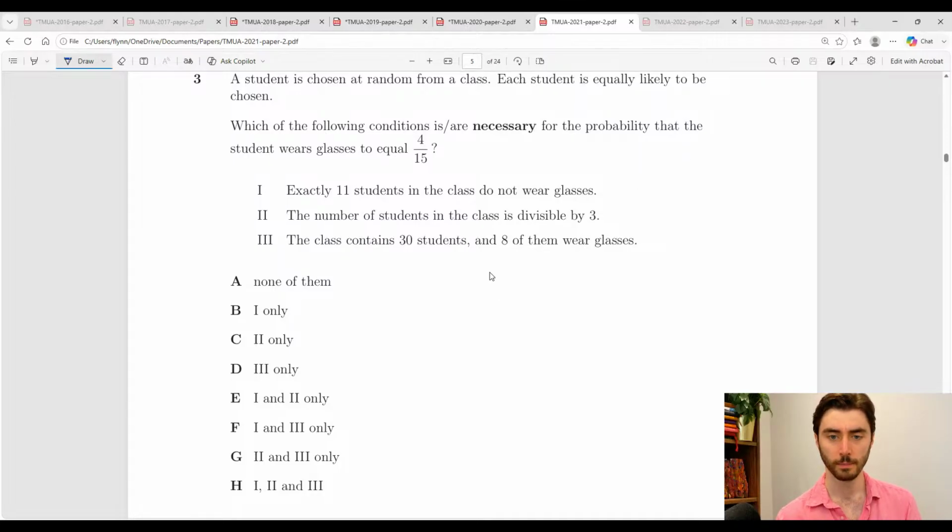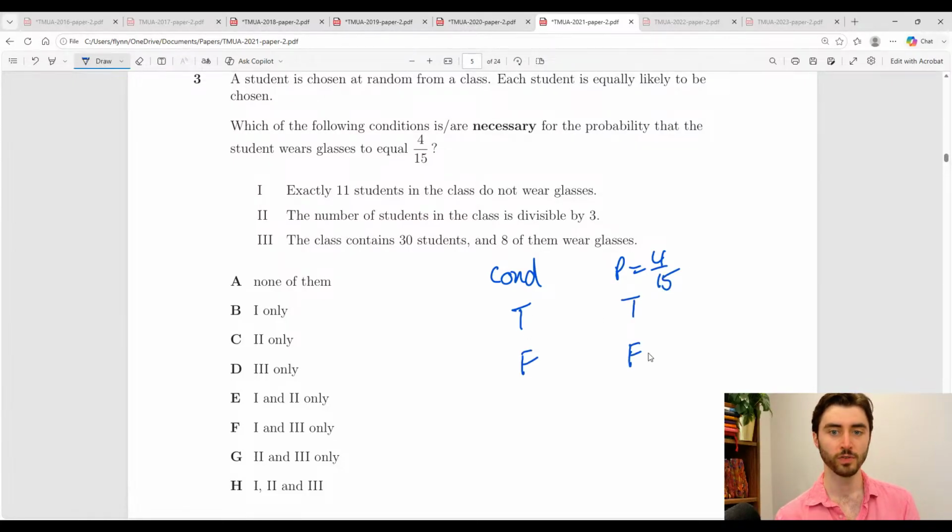So you have the condition, probability equals 4/15. That can be true, false. That can be true, false. We want it to be necessary. So we want the only way to arrive there to be through the condition. So we want this mapping. What does that mean the test is? The test is, can you get to the probability being 4/15 any other way without the condition being true?